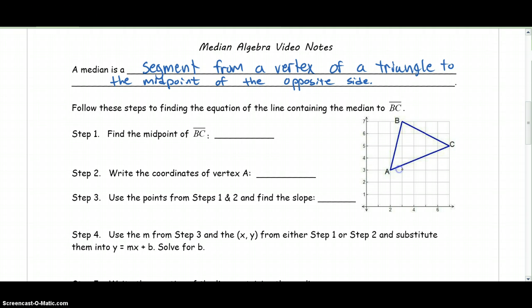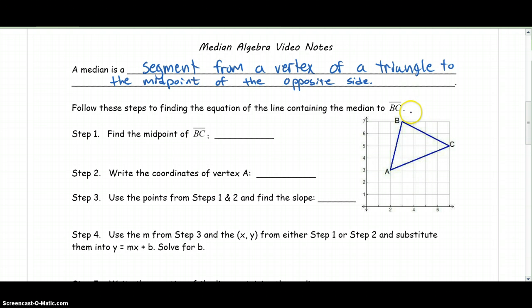So what we are going to do today is find out how to find the equation of a median, and it's done in these steps here. Follow these steps to find the equation of the line containing the median from A to BC. We know this has to go to the midpoint of BC, so the first thing we need to figure out are the coordinates of the midpoint of BC.